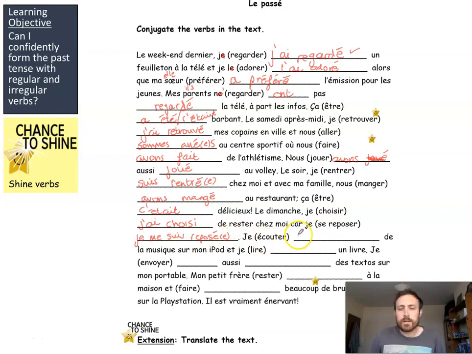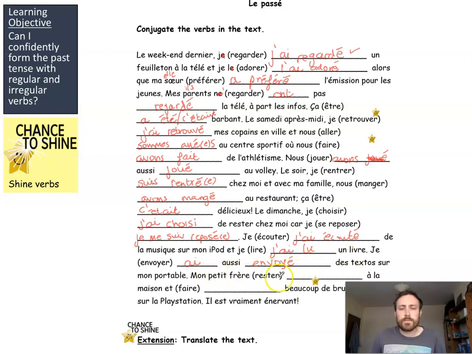Écouter takes avoir. It's a regular verb, so it's going to be j'ai écouté. I listened to music on my iPod and I read. Now lire is an irregular past participle. J'ai lu un livre. I read a book. J'ai aussi envoyé. I also sent text messages on my phone.